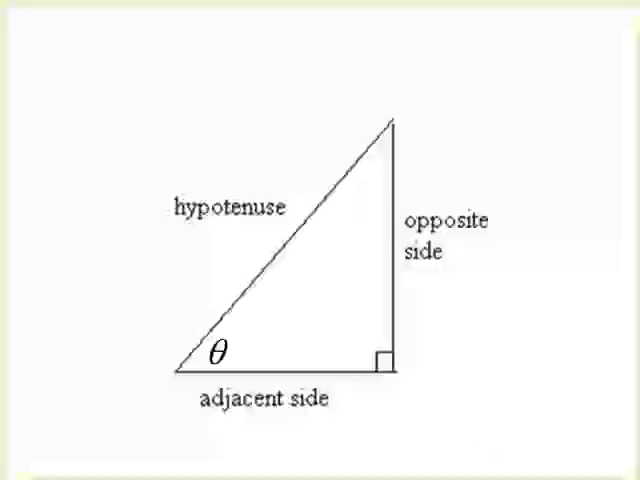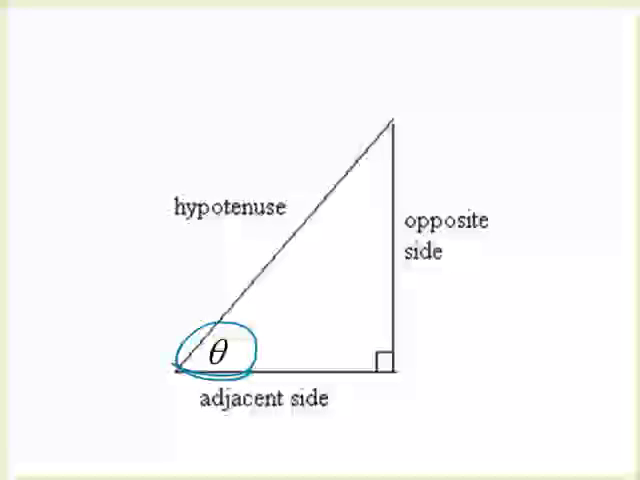Then when we do trig, what we do is we choose one angle on which to place our focus, and we call that angle usually theta. It's an O with a line in it. It's a Greek letter, theta. So we choose one angle on which to place our focus, and then we name the other sides of the triangle according to their relationship with that angle.